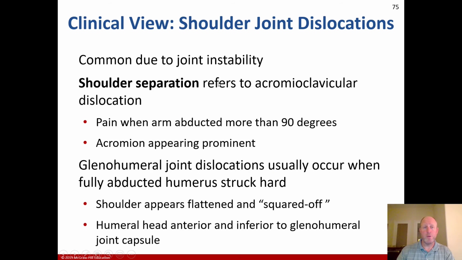And shoulder joint dislocations are common due to joint instability. Shoulder separation refers to acromioclavicular dislocation, or AC dislocation. There's a pain when the arm is abducted more than 90 degrees, which is actually not called shoulder separation, and we're basically talking about something different when you bring your arm out past 90 degrees into abduction.